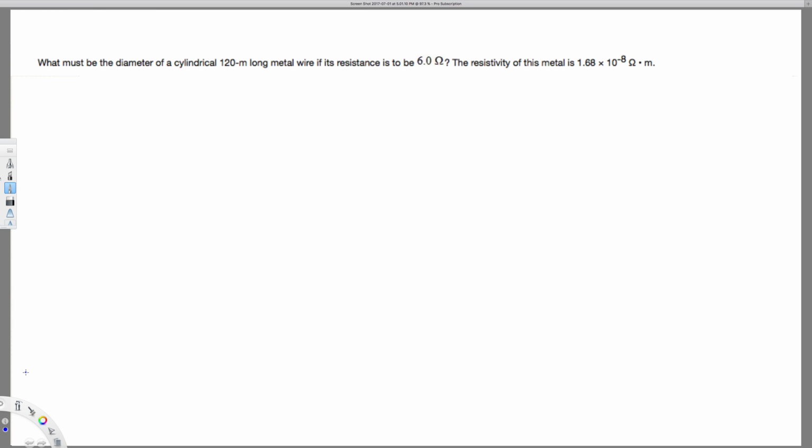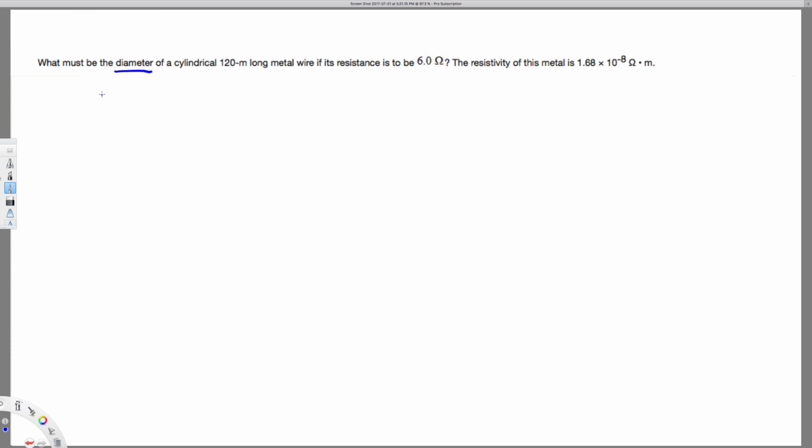Let's do this problem right here. The question is asking what must be the diameter of a cylindrical 120 meter long metal wire if its resistance is to be 6 ohm. The resistivity of this metal is 1.68 times 10 to the power of minus 8 ohm meter, right? So they are asking for the diameter, and let's list all the given information.